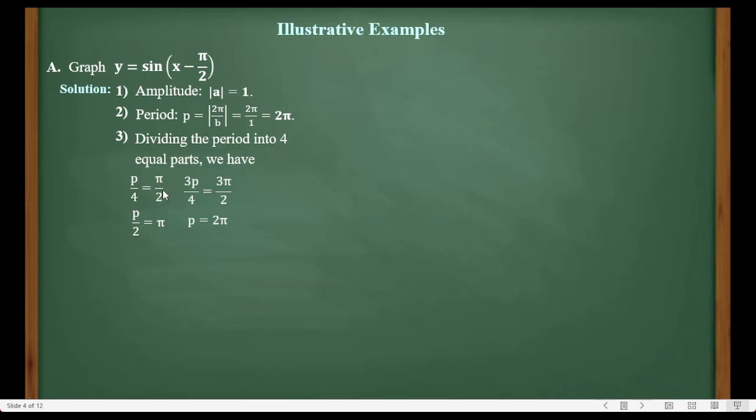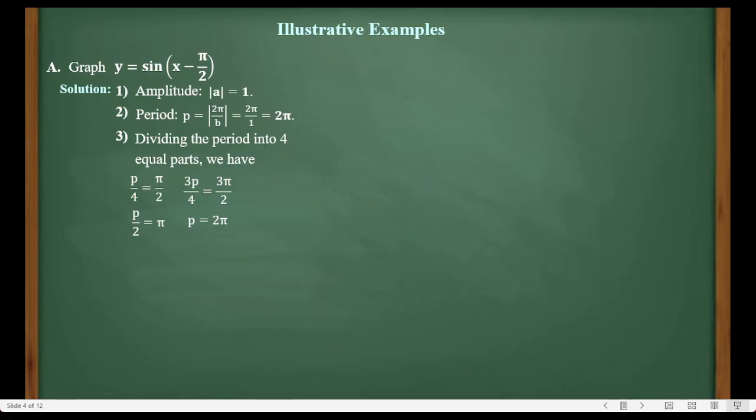Now for the second part of the period, we take the formula p over 2. Substituting the value of p, which is 2 pi, that is 2 pi over 2, which is equal to pi. And the third equal part of the period is taken from the formula 3p over 4, and we know p is equal to 2 pi, so we substitute and simplify the result as 3 pi over 2. And finally, the entire period p, which is obviously equal to 2 pi.